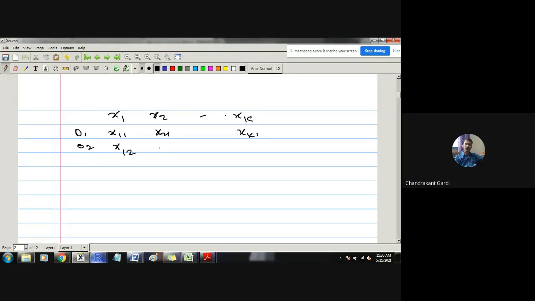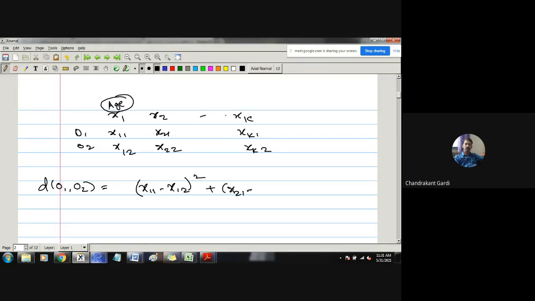Here x1 observed on the first unit, x2 observed on the second unit, xk observed on the second unit. So these are the values. Ideally the distance between O1 and O2 will be (x11 minus x12) bracket square. So how far they are in terms of x1. In the x1 space, suppose x1 is age. So in age space, how far they are from each other will be given by this particular thing.